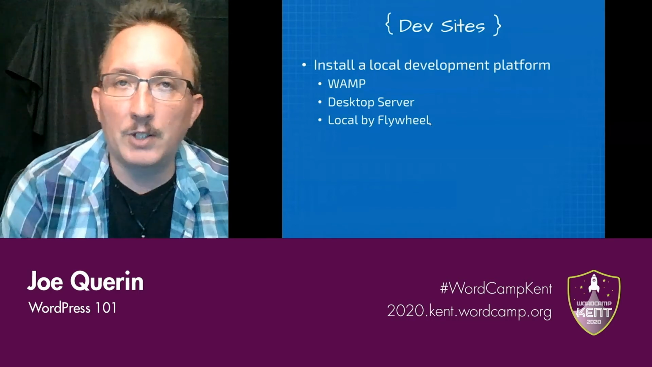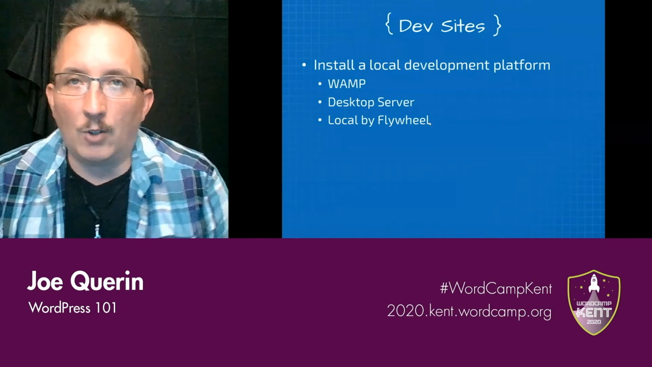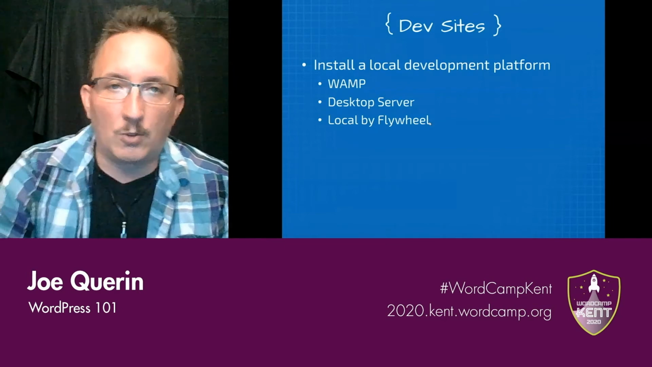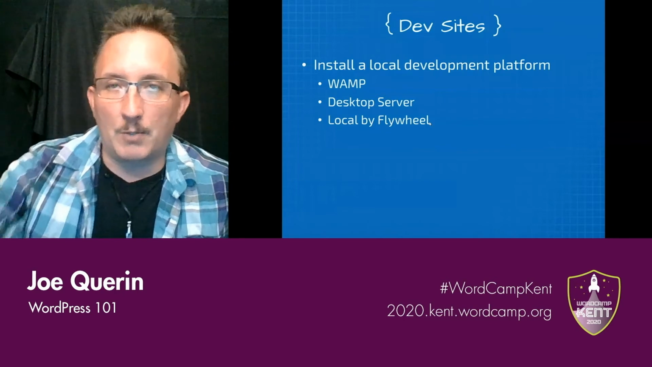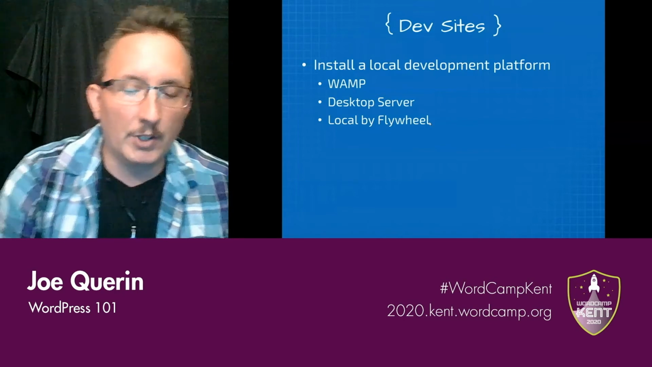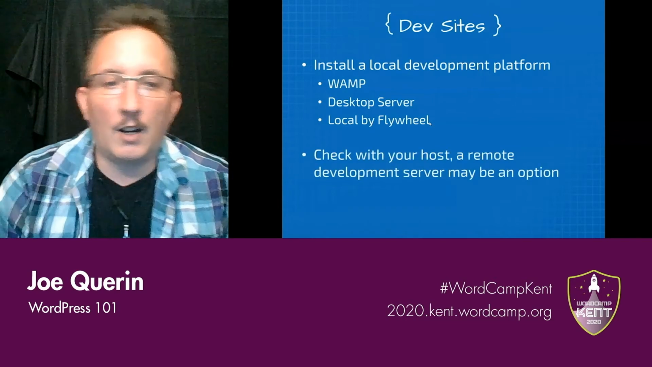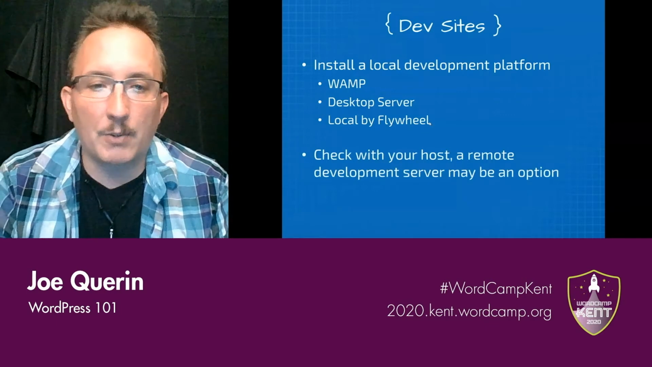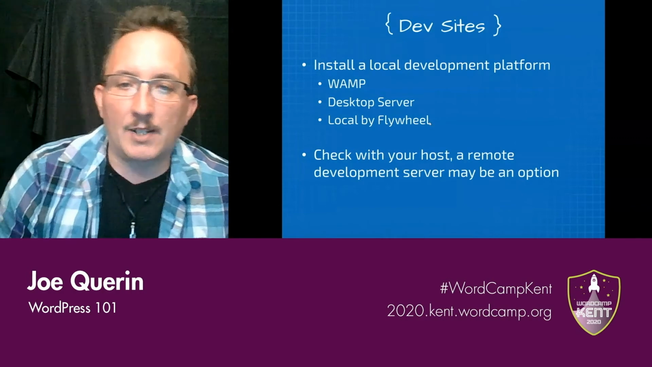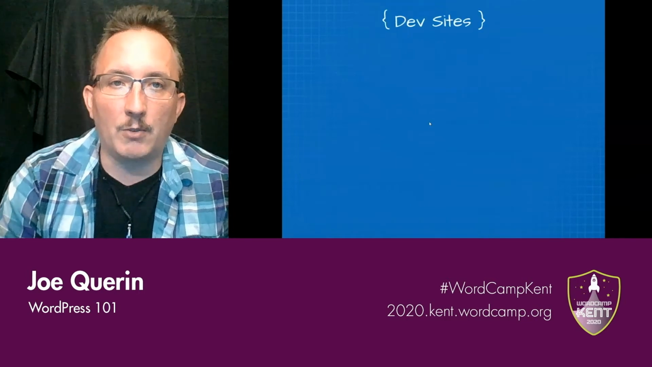If you're using Flywheel, or even if you're not using Flywheel, you can use Local by Flywheel as another kind of local environment that you can build sites in. If you have a Flywheel account, you can connect your local area to your production area and actually push changes from local up to production. Really cool. It used to only be available on the Mac. Now it's available on PC as well. If you have a hosting company, check with them, see if maybe a remote development server might be an option. A lot of times you can get a development site in addition to your production site and use it just as a test or whatever you want to do.